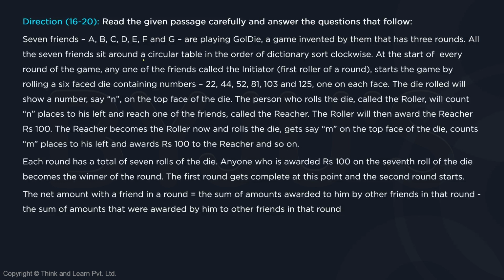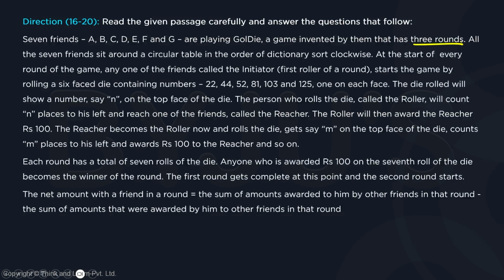7 friends A, B, C, D, E, F, and G are playing goal die, a game invented by them that has 3 rounds. All the 7 friends sit around a circular table in the order of dictionary sort clockwise. At the start of every round of the game, any one of the friends, called the initiator, first roller of a round, starts the game by rolling a 6-faced die containing numbers 22, 44, 52, 81, 103, and 125, one on each face. The die rolled will show a number, say n, on the top face of the die.